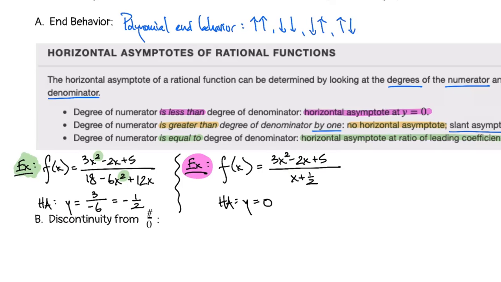I think a degree 3 would work because 2 is less than 3. Right? So we want the degree of the denominator to be bigger than the degree of the numerator. What else would work?